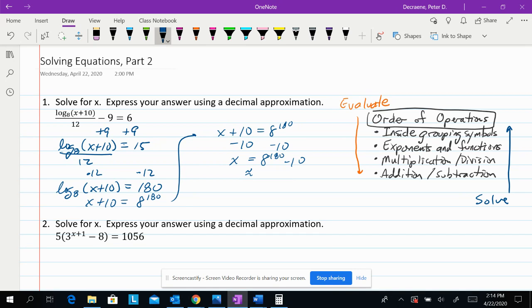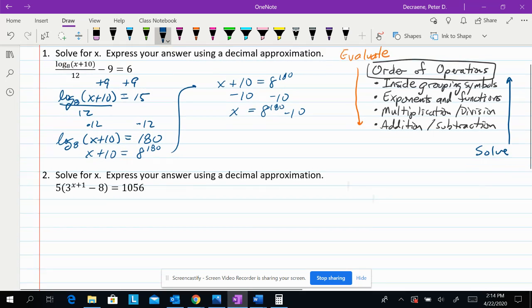So this one we actually can't do a decimal approximation for. Not with the calculator I've got anyway. I may need a more powerful calculator to do that with. Let's go to the next problem though.